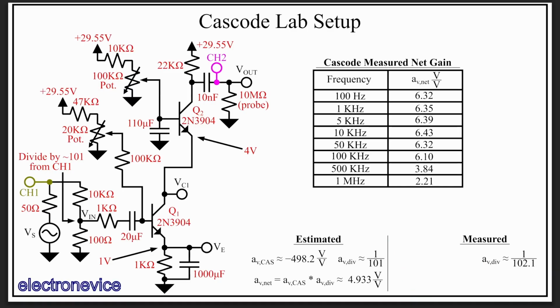Using the same method as I used with the common emitter, I get the following table of gain values over frequency, where I try to set the output at around 500 millivolts peak to peak in the low frequency, high gain region. I will again use 1 kHz as our mid-frequency gain value. So the net gain is about 6.35. Why is it higher than our value for the common emitter?